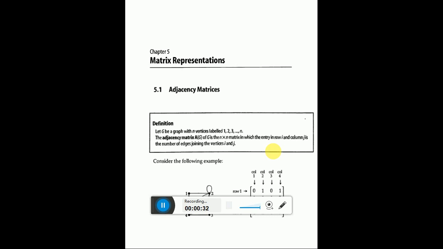Now, what is an adjacency matrix? An adjacency matrix is a matrix representation with which we change a graph into a matrix.